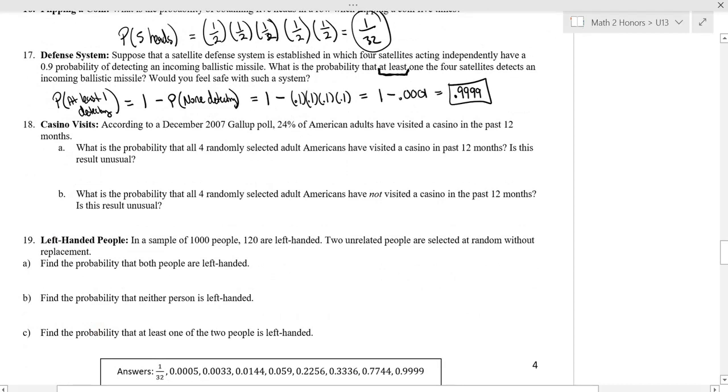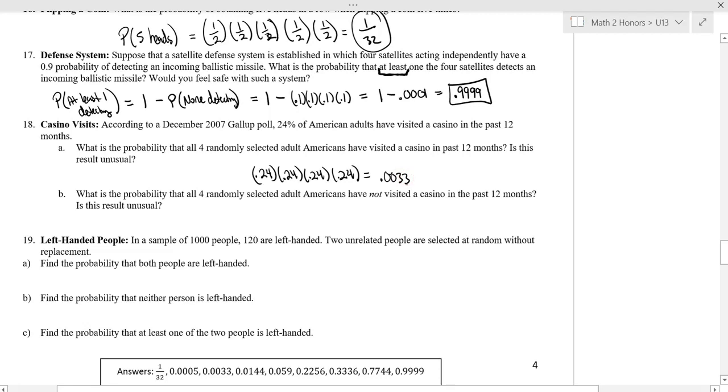18. According to a December 2007 Gallup poll, 24% of American adults have visited a casino in the past 12 months. What's the probability that all 4 randomly selected adults have visited a casino in the past 12 months? So the probability for the first one is 0.24, and the second 0.24, third, and the fourth. You just multiply those together to get your answer, which is 0.0033, so not very likely.